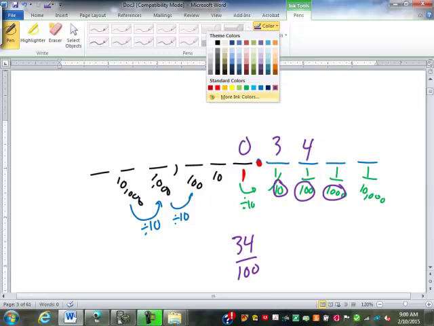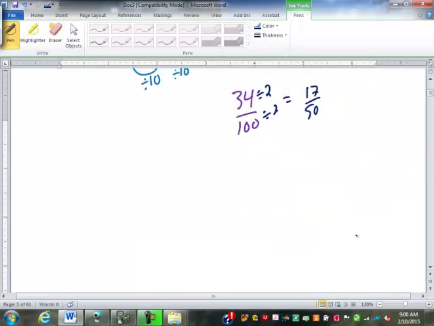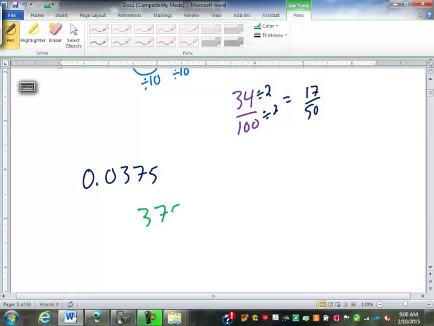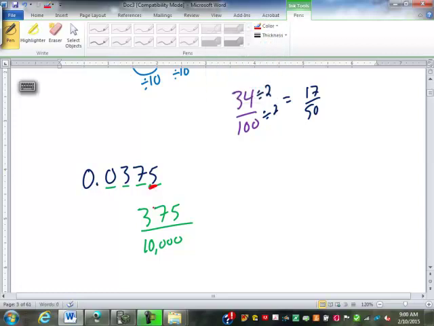Now, if we were going to convert it into a fraction, we would probably want to simplify that by dividing each of those by 2, which would give us 17/50ths. We might have 0.0375. Well, that's going to be 375 over tenths, hundredths, thousandths, 10,000ths. It's whatever the place value is of that last digit.